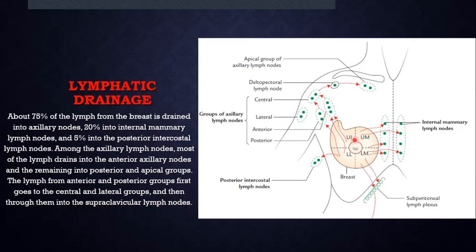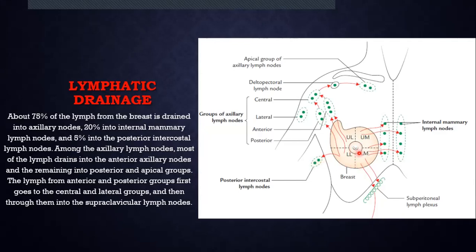So here is the breast. It is divided into 4 quadrants: upper medial, lower medial, lower lateral, upper lateral. Lymphatics from the upper lateral mainly drain into this group, the pectoral group, or the anterior group of axillary lymph nodes. But from the axillary tail of Spence, they drain into the posterior group of lymph nodes. Then from the lower lateral, they drain into the posterior intercostal lymph nodes.